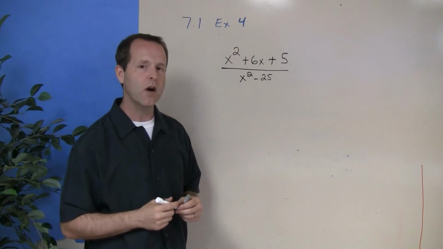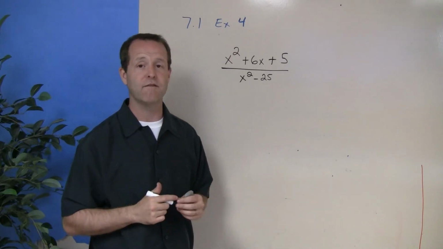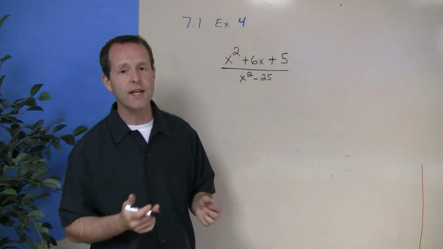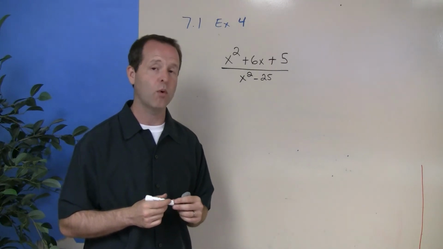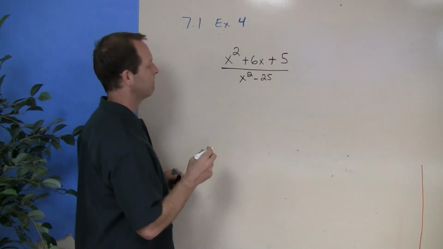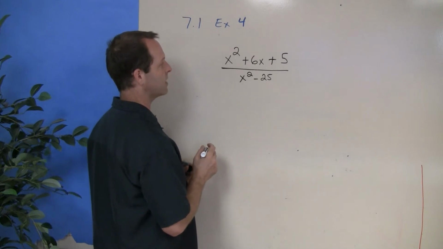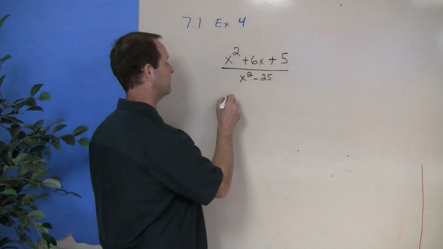And so when we mess around with this x squared, we're kind of messing around with everything else inside. So it's always a good note: let's put everything in factored form first. Then we can determine what we can eliminate and what we can't eliminate. I'm going to factor the numerator, x squared plus 6x plus 5.